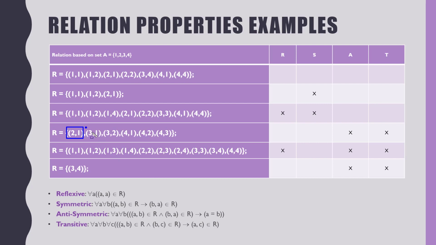Nope. There's a 3, 1. Is there a 1, 3? Nope. There's a 3, 2. Is there a 2, 3? Nope. There's a 4, 1. Is there a 1, 4? There is not. There's a 4, 2. Is there a 2, 4? No. There's a 4, 3. Is there a 3, 4?